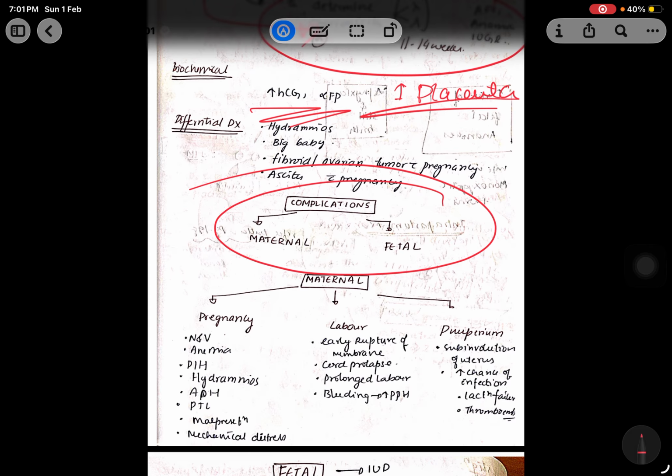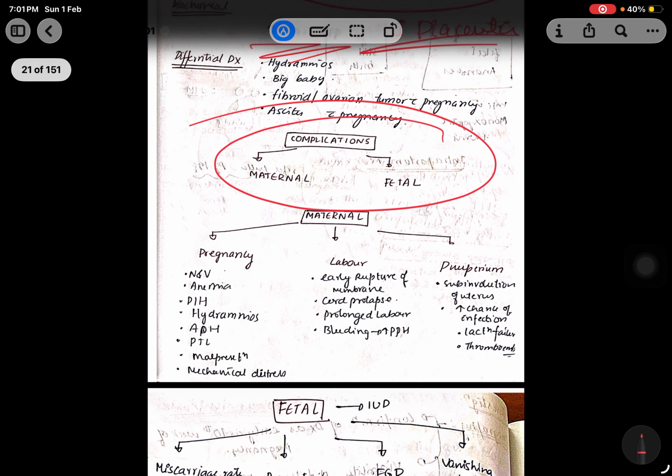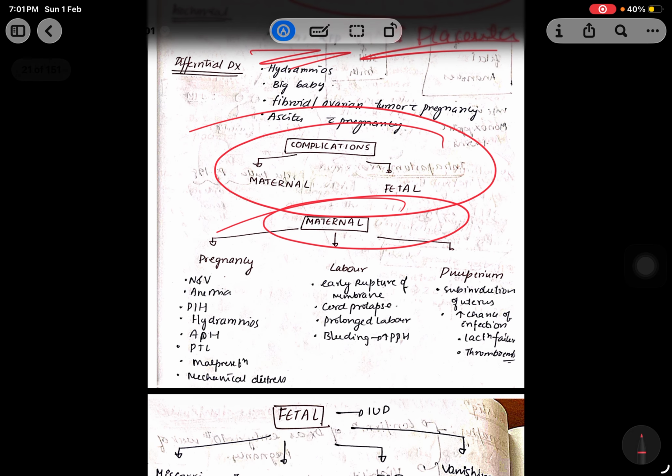Again, when I told you, while writing complications you have to divide them into maternal, fetal and placental. Placental is less, but maternal is more. So what are the complications from the starting of the pregnancy till she delivers, and after delivery also she will have problems. So again, divide into pregnancy, labor and puerperium. Every complication which you will be studying, you can write it blindly, because everything will be exaggerated.